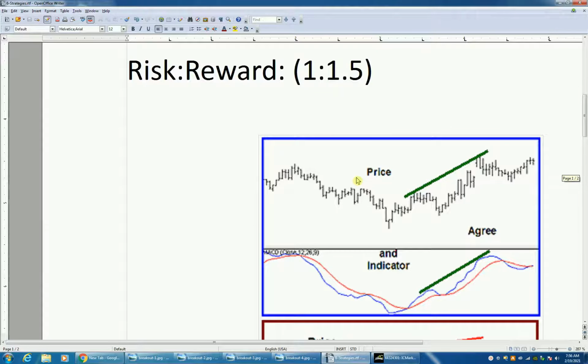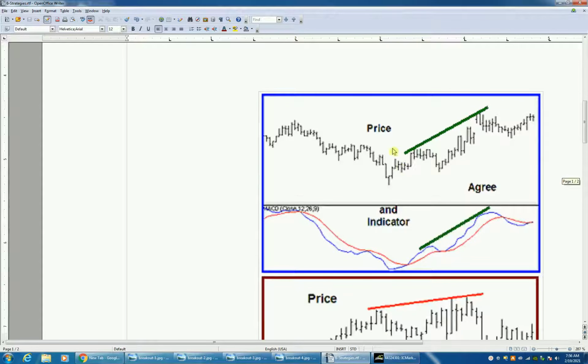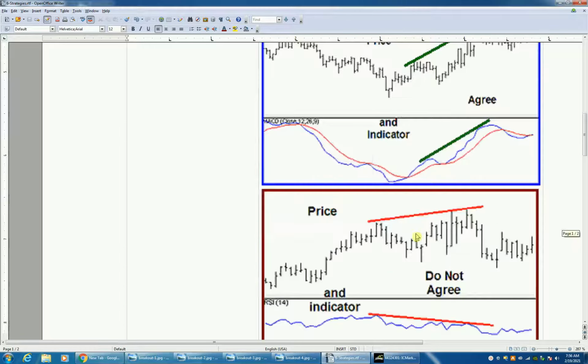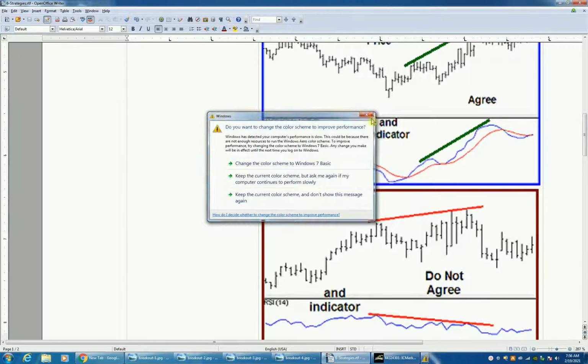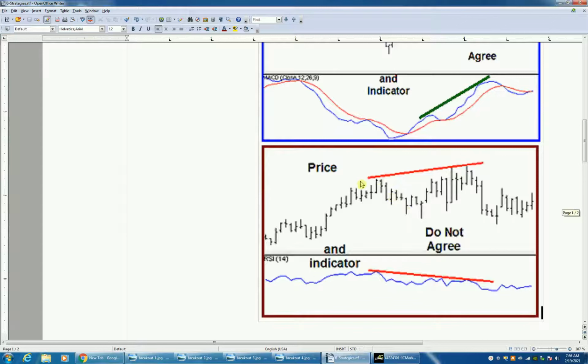So what is a good example and a bad example of a divergence? Here's what I'm talking about. On this first chart, we can see that the top here is price, and you see the green line. Price is making higher highs, and the indicator down below here is also making higher highs. So everything agrees. The indicator and the price agree.